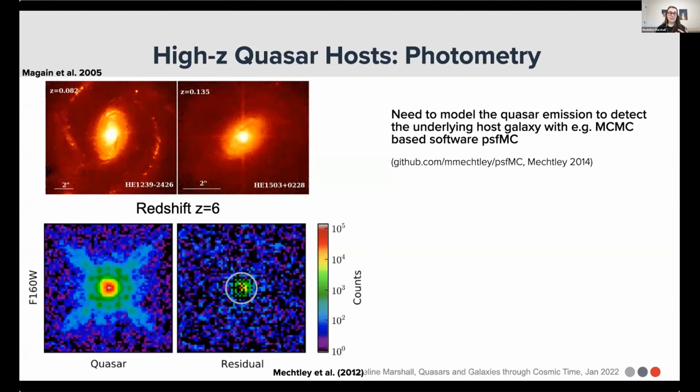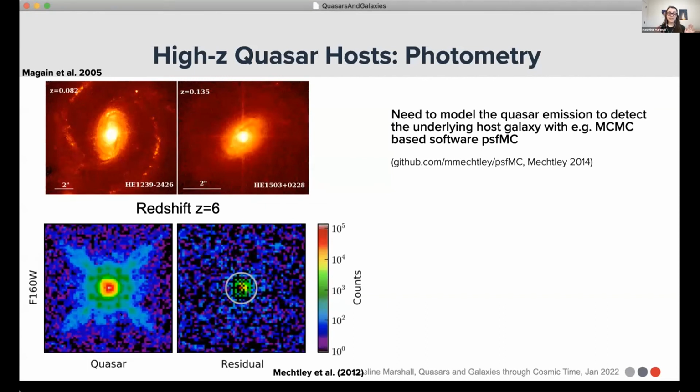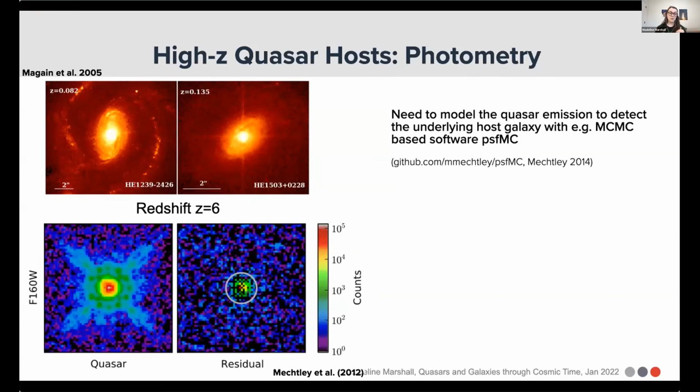And so the reason that it looks like this is the host galaxy is tiny. So as you go to the highest redshifts, the galaxies are just really small, and so the light is just indistinguishable from the point source. So you can actually kind of get around this by doing very detailed PSF modeling. And this works well at intermediate redshifts, but by the time you get to redshift 6, it just doesn't work.